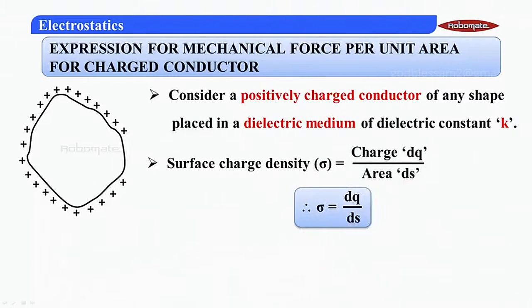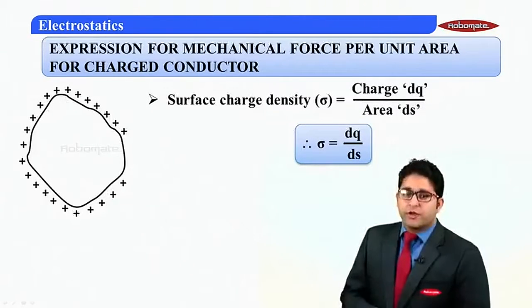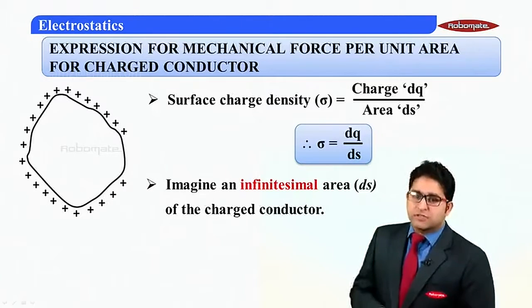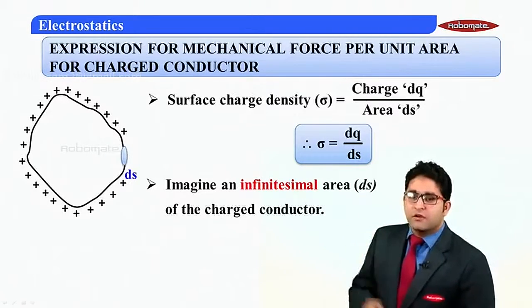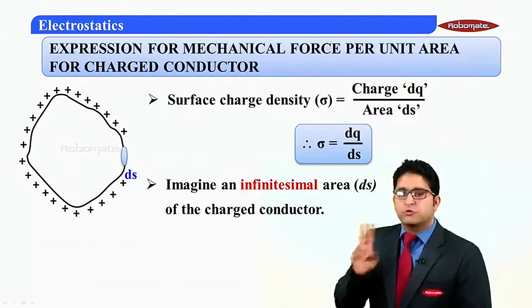Now let us move further. Let us take this equation ahead. Now students, as we want to find mechanical force per unit area, we'll consider a small infinitesimal area on the surface of the charged conductor. Now see the diagram carefully. There we are considering a small infinitesimal area ds. Now for this we'll consider 2 points.